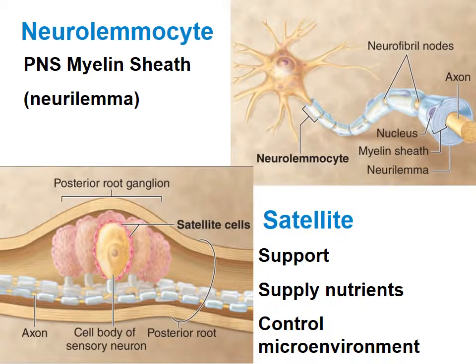Here we see the two glial cells of the peripheral nervous system. Neurolemmocytes form the myelin sheath of the PNS. Satellite cells function kind of like astrocytes in that they control the chemical environment of the extracellular fluid. They are found surrounding the cell body of sensory neurons specifically.